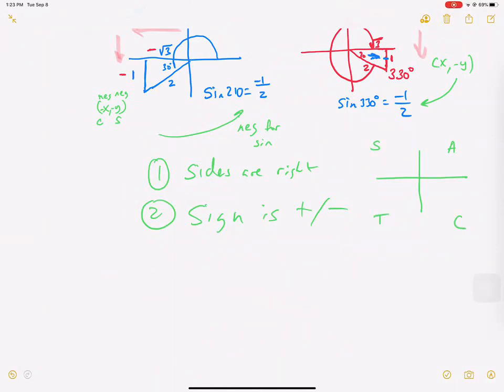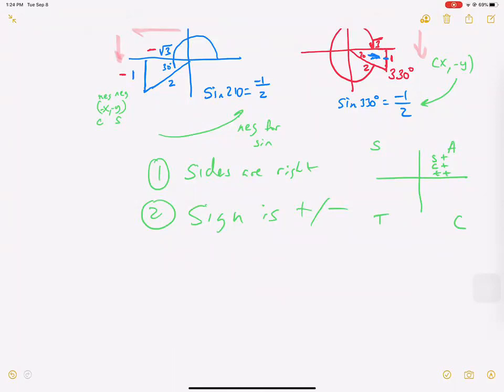Okay? All students take calculus. This refers to sine is going to be positive. Cosine is positive. And tangent will be positive. They will all be positive in quadrant 1. Everybody's positive. If you see an angle in quadrant 1, angles between 0 and 90, they will always be positive.